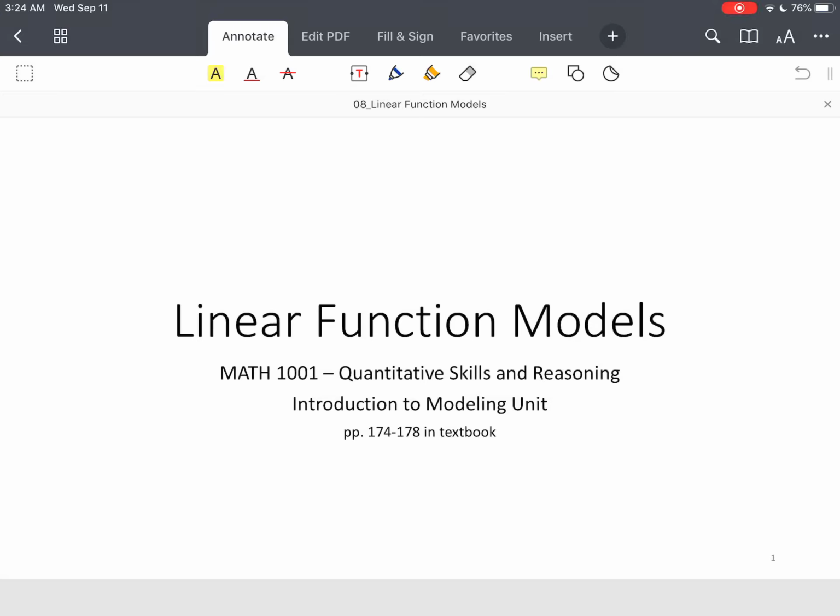All right, this is the beginning of our review of functions. In this unit, we're going to review three functions: linear functions, quadratic functions, and exponential functions. And the only difference when you add a model into it is you're just using a function, a base function, to model real life phenomena. So let's jump into this.